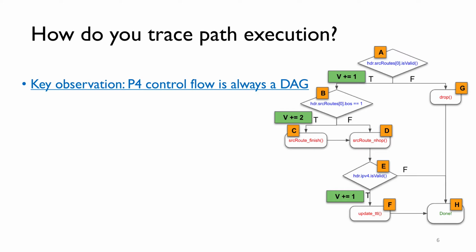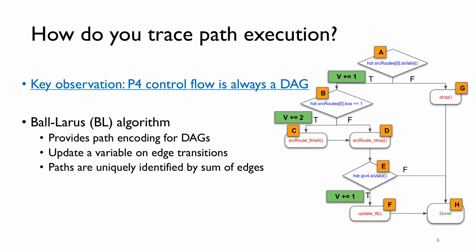Lucky for us, there is a relatively straightforward algorithm that will compactly identify the path taken in a DAG. This is the Ball-Larus algorithm. For the scope of this talk, it's important to know that the Ball-Larus algorithm calls for an update to a single variable on edge transitions, and with it in place, each path through a DAG will be uniquely identified by the sum of the edges that that path traverses.